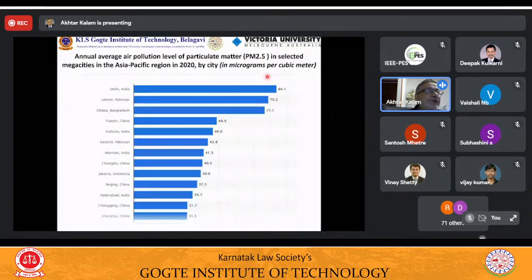Then I want to look at Tianjin, which was 48.9. But I want to compare with Beijing. Look at Beijing, it is 37.5. You know, I mean, we are way above. We are polluting. Delhi is a gas chamber, my friend. Delhi is a gas chamber. It's a very polluted air in Delhi.